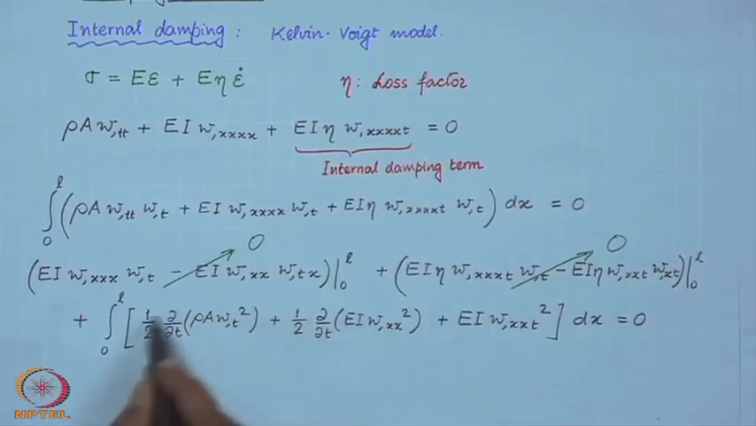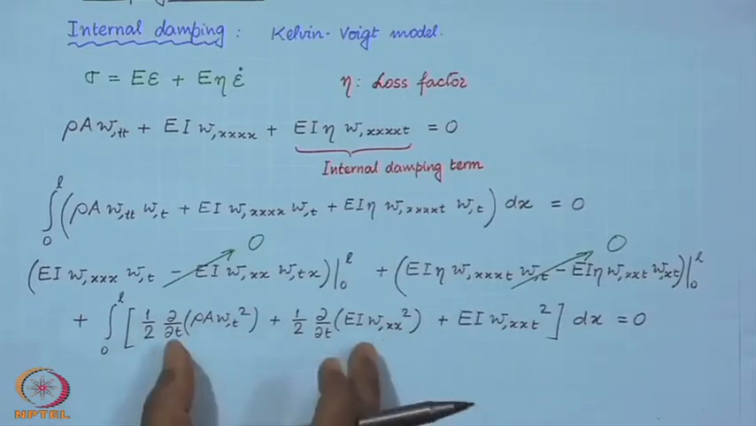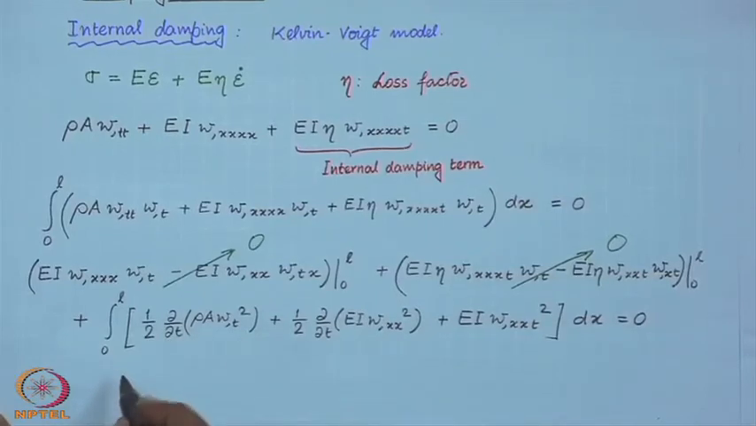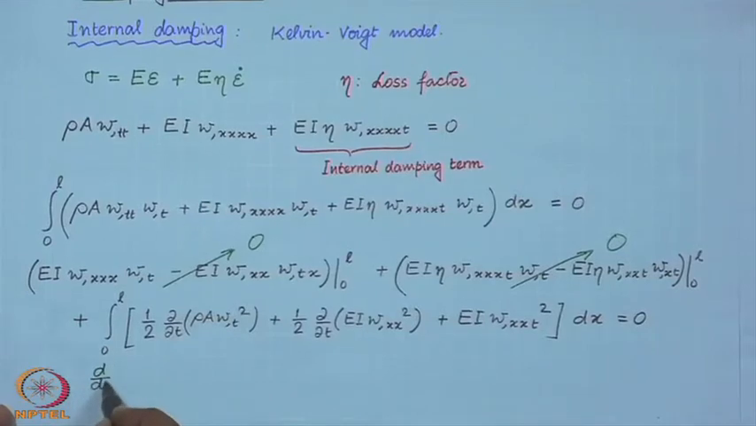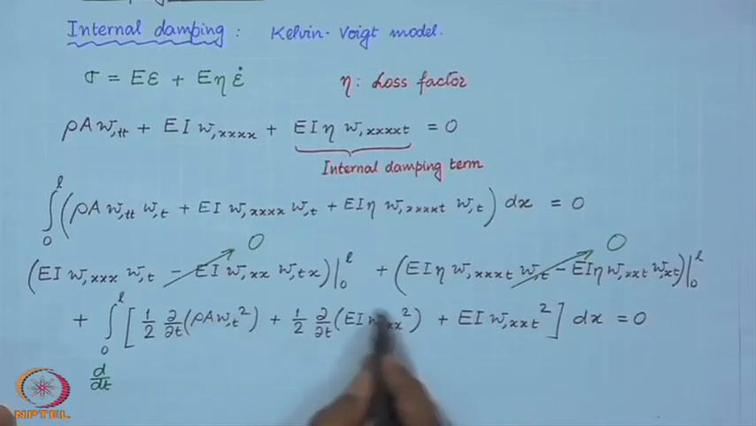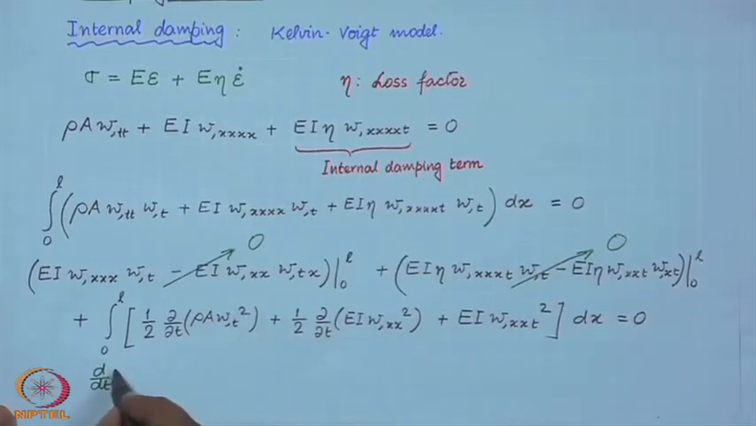Now, you can easily identify that these two terms are nothing but the rate of change of total energy. Half rho A del w del t whole square is the kinetic energy, this is the potential energy. So, this is the total energy, and this term I am going to take on the other side.